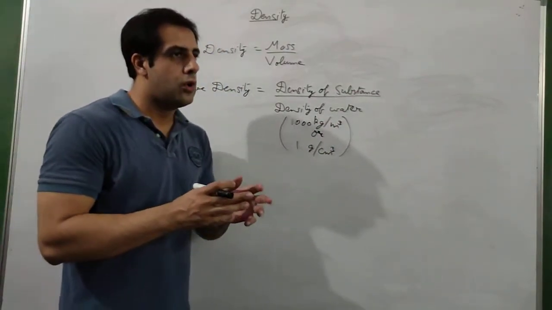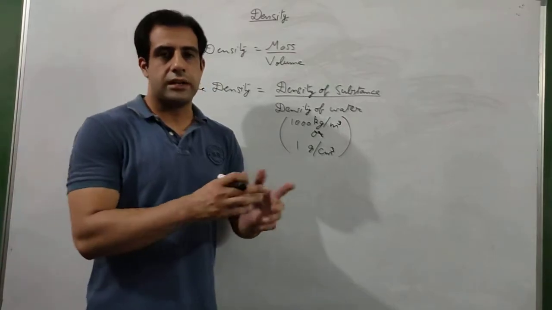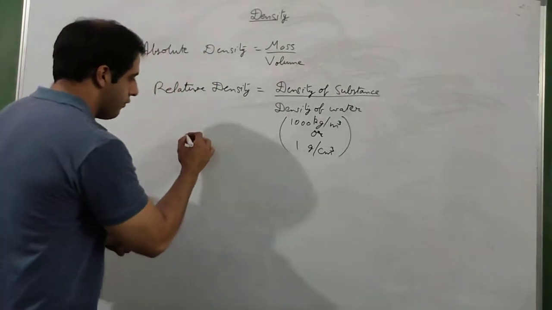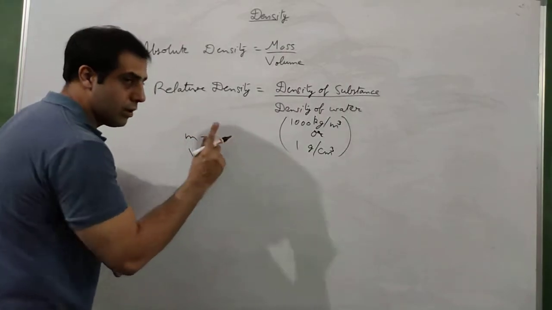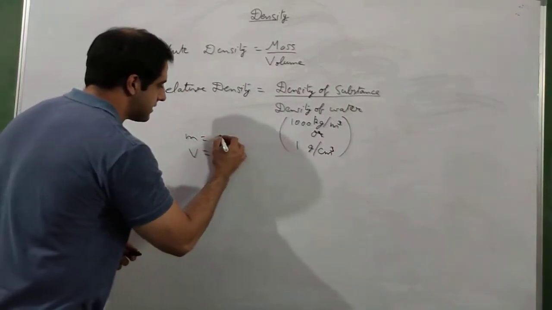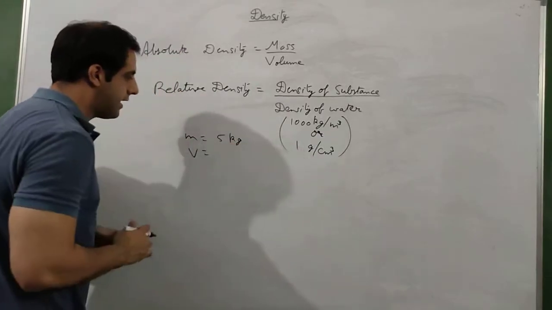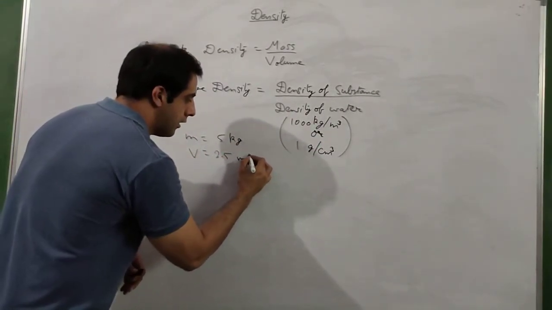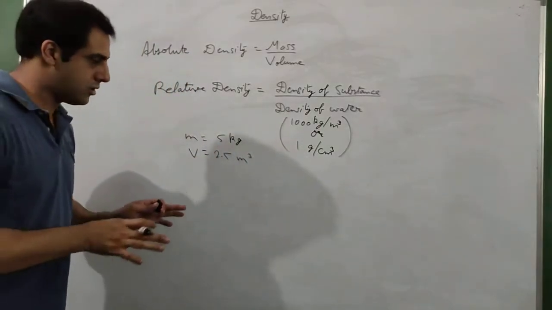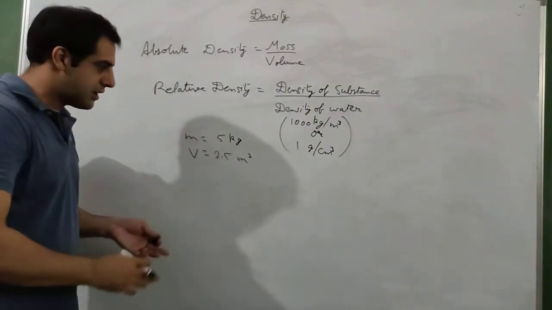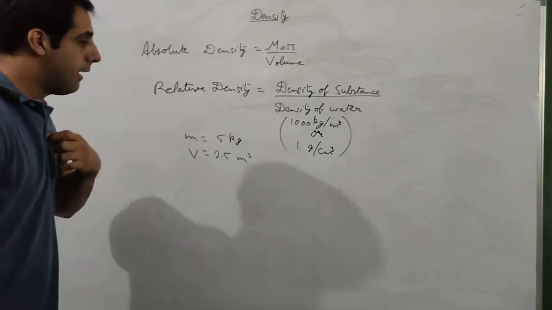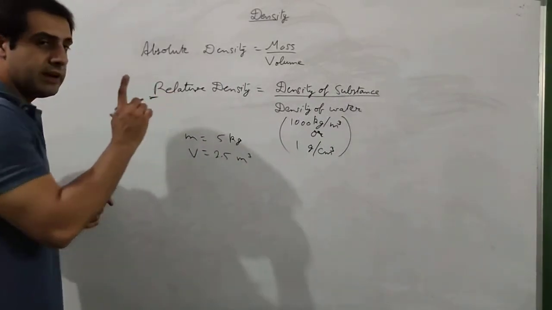So if I give you mass and volume of a certain substance and ask you to find the relative density, you have mass and volume of a certain substance. Let us say mass is 5 kg and let us say its volume is 2.5 cubic meter. Suppose this is given in the question. There is a substance, XYZ substance, whose mass is 5 kg and volume is 2.5 cubic meter. And I ask you to find relative density.